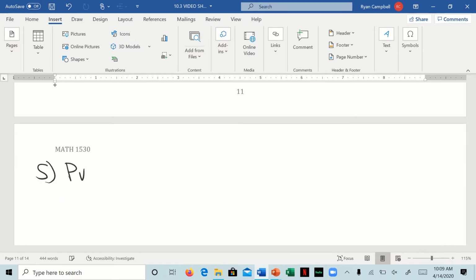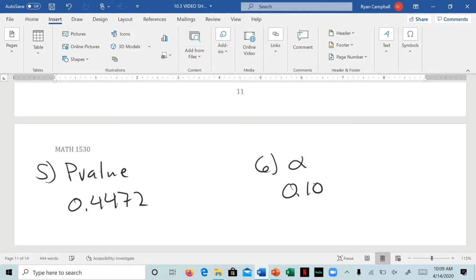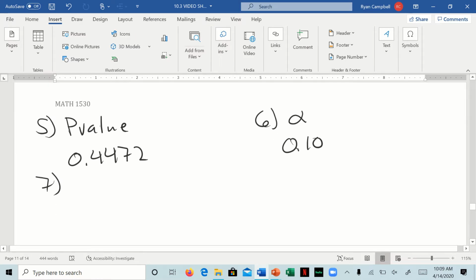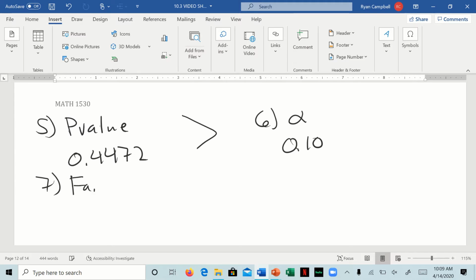Step 5, p-value. So we should see that, once again, our p-value in our calculator is 0.4472. Step 6, significance level. The significance level, they said, was 0.10. So step 7, what decision are we going to make? P-value is bigger, so that means we fail to reject H naught.